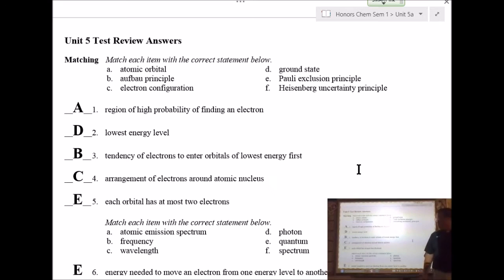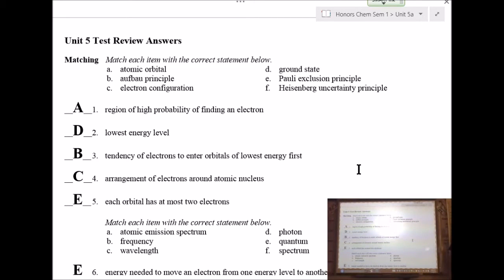Number 3, the tendency of electrons to enter orbitals from the lowest energy level first. That is the Aufbau principle. And again, when we draw out the electron configurations, pretend that we have our nucleus on the left-hand side. We want to get the electrons as close to that nucleus as possible before we fill up higher energy orbitals.